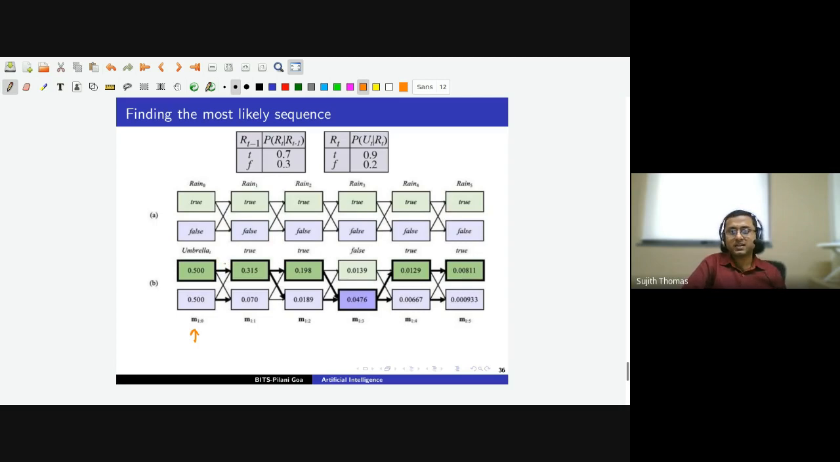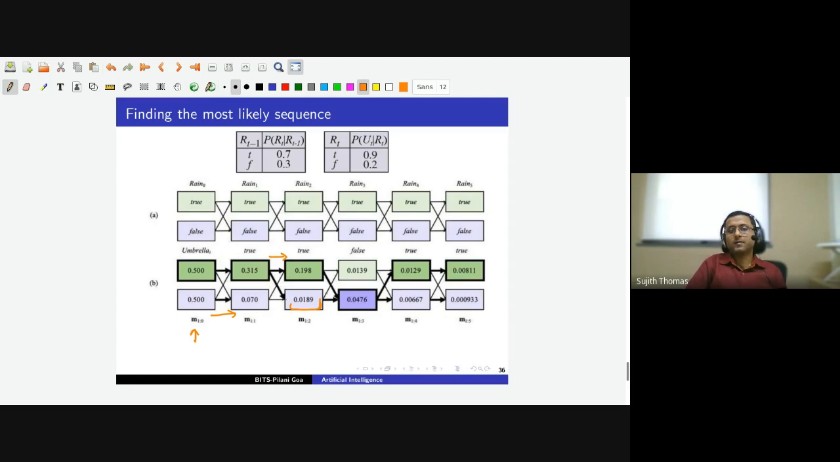the state value that led to the best value. So the previous state value that led to the best value for R1 equal to true was R0 equal to true, which we saw. And for R1 is equal to false, it was R0 equal to false. For the next time step, it is R1 equal to true to R2 equal to true. That is the sequence that leads to the best value. And for R2 equal to false, the sequence actually comes from R1, and not from R1 equal to true, and not from R1 equal to false, and so on.